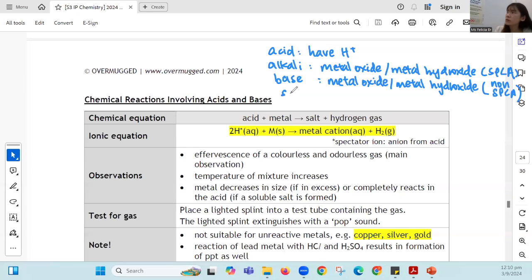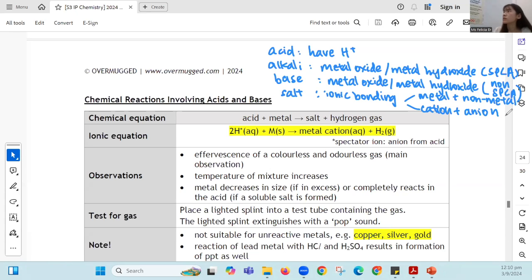Then for salt, it would be an ionic compound. In ionic bonding, you always have metal plus non-metal, correct? So if you see a metal and non-metal like NaCl, then that's a salt. Or maybe you have cation plus anion, like ammonium plus nitrate. So ammonium nitrate is also a salt.